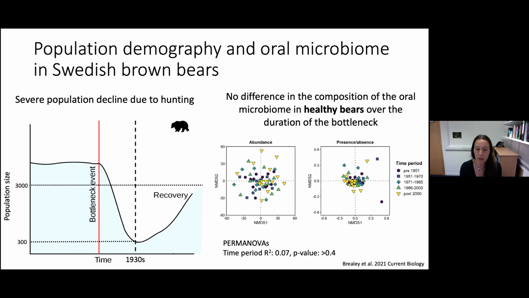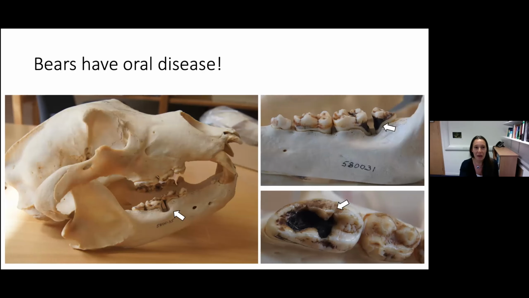However, what we did observe when we were working with museum collections was that bears have quite severe oral diseases. So here's a number of photographs showing this huge abscess here with bone receding, so clear inflammation that has eaten away the bone, very, very clear cases of caries. So we're like, right, okay, do these communities differ at all?